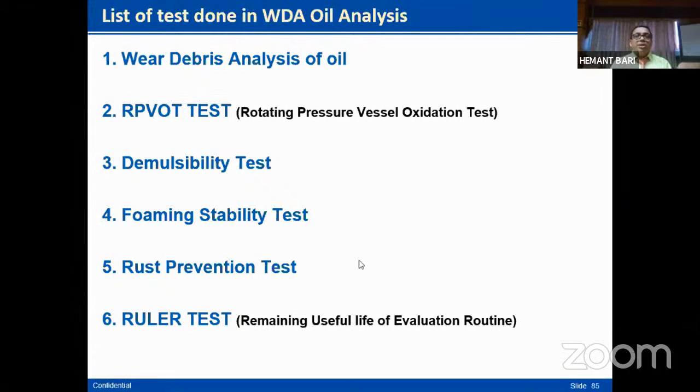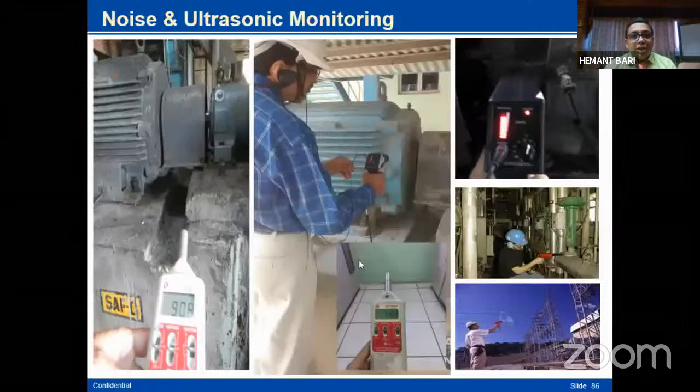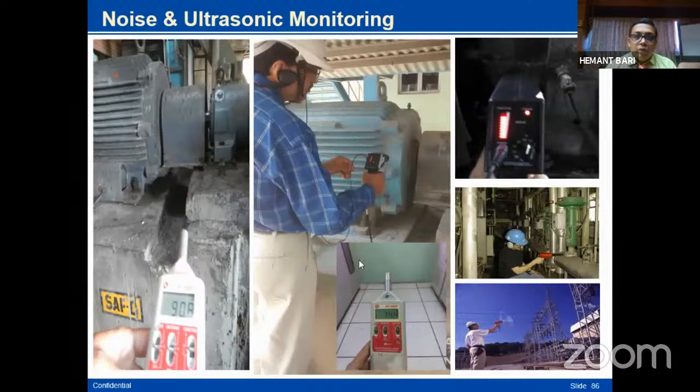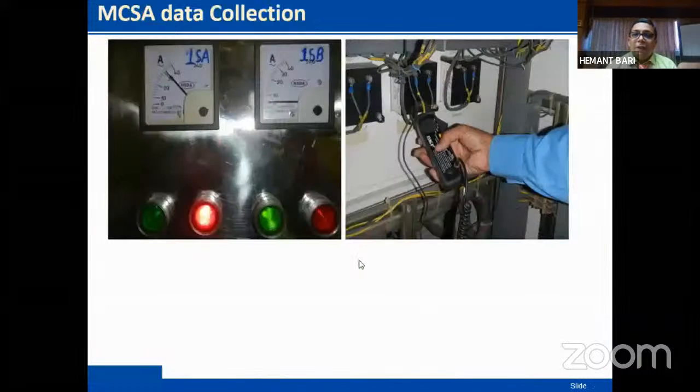So these are the advanced tests, that is the RPVOT test and RULER test. Rotating pressure vessel oxidation and remaining useful life evaluation routine. Then the demulsibility, foaming stability, and rust prevention. These are all advanced tests we are doing for the turbine oil condition monitoring. Then the noise and ultrasonic. These are very very important supportive techniques. You can always use. You can always go for specialization.